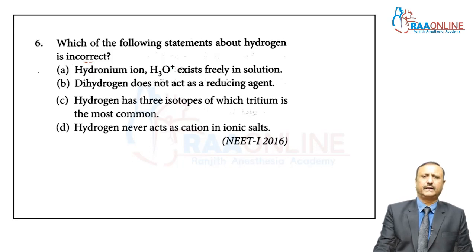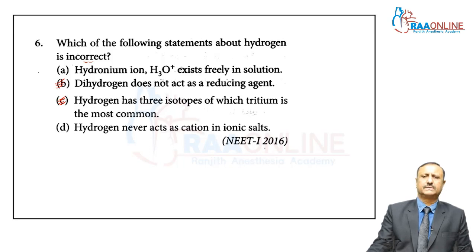Option B: dinitrogen does not act as a reducing agent. No, not at all. It is a wrong statement, my dear friends. So the answer is this: dinitrogen always acts as a reducing agent. Now we can go to option C: hydrogen has 3 isotopes, of which tritium is most common. No, not at all, my dear friends. Tritium is not most common, so this is also a correct answer. Option D: hydrogen never acts as a cation in ionic salts. No, hydrogen acts as a cation in ionic salts. So your answer is B and C. These are incorrect statements. And this question was also asked in NEET 2016.